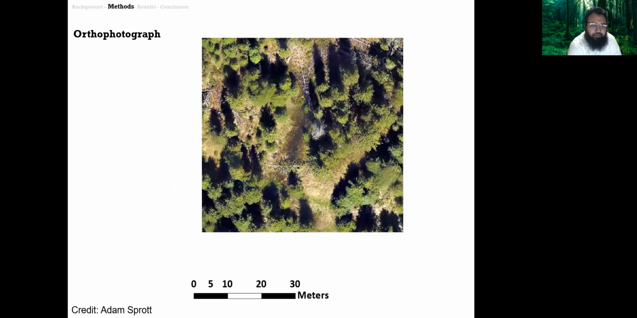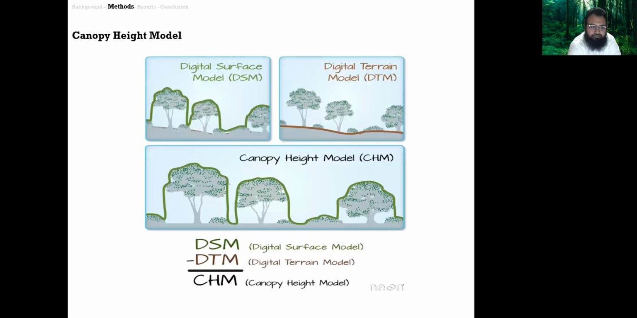I used the photogrammetric software Agisoft Metashape to generate 3D RGB point clouds and orthophotos. This is an example of an orthophoto. The raw point clouds were normalized to ground height by subtracting values from a digital terrain model from their heights.